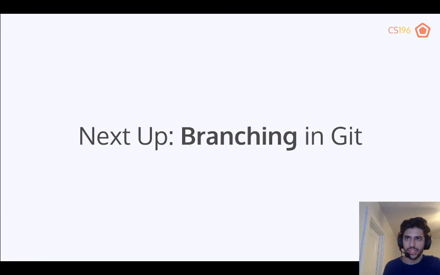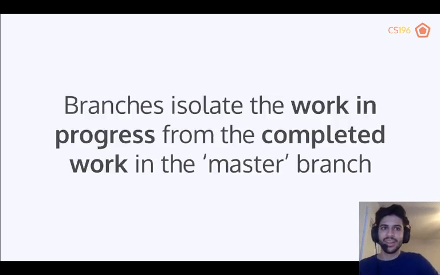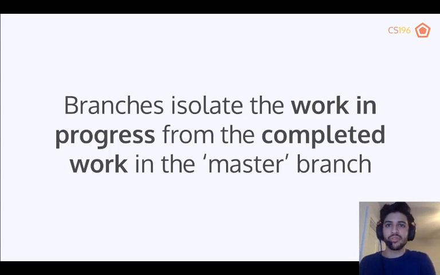So we had our Kahoot question. Next we're going to be talking about branching in Git. This is a very important concept. This is going to be how you guys develop in your projects, so pay attention. Branches in Git are what isolate the work in progress from completed work in the master branch.